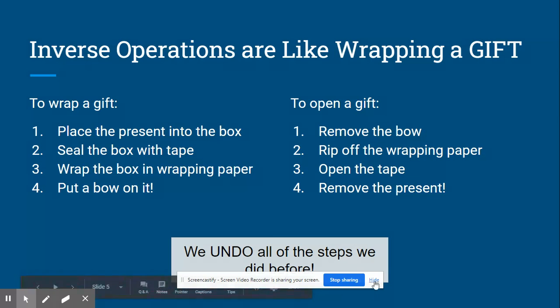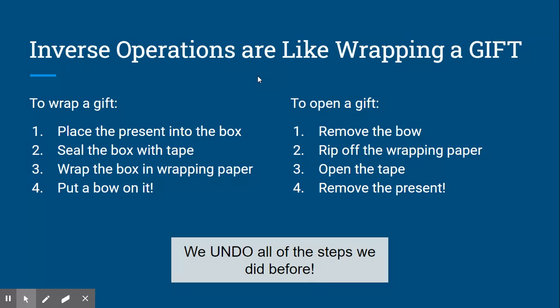An analogy that I like to use is saying that inverse operations are like wrapping a gift, because to wrap a gift, you would place a present into a box, you would tape the box shut, you would wrap the box with wrapping paper, and you would put a bow on it. In order to open that gift, you would have to do the same steps but in the opposite order. You would be doing the opposite of those things you did before. So to open that gift, you would remove the bow, you would tear off the wrapping paper, you would open the tape, and then you would take the present out of the box. So again, the idea is that we're undoing those actions that we did before.